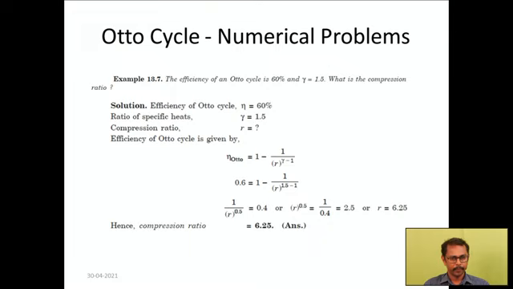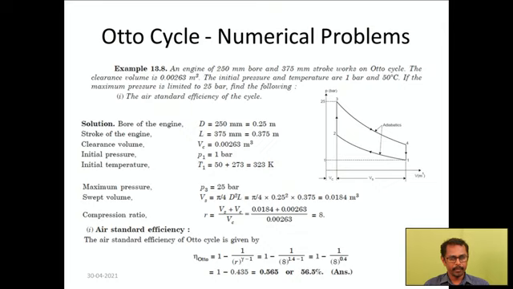So we know the well-known formula: Otto cycle efficiency is equal to 1 minus 1 divided by r to the power gamma minus 1. Here in this problem, the Otto cycle efficiency is 60%, noted as 0.6, which equals 1 minus 1 divided by the compression ratio to the power gamma minus 1, with the specific heat ratio 1.5. With these parameters we are able to find the compression ratio. In this problem the compression ratio is found to be 6.25 for an efficiency of 60% and a specific heat ratio of 1.5.